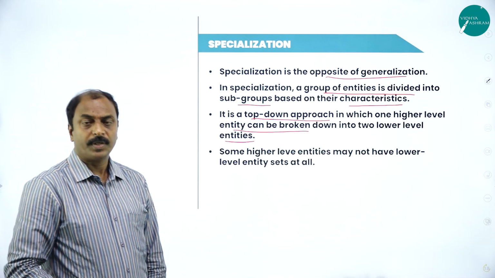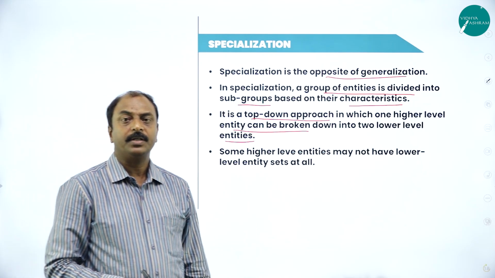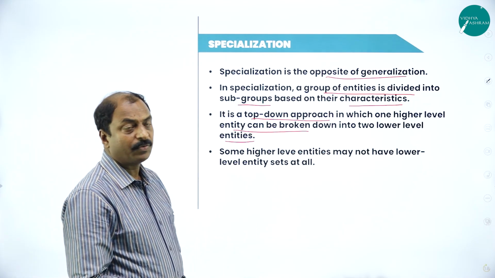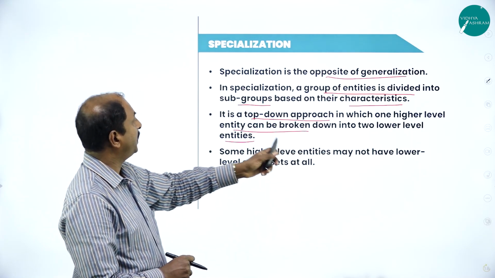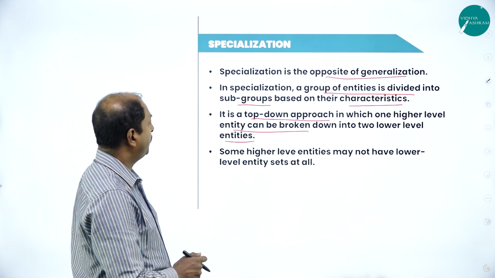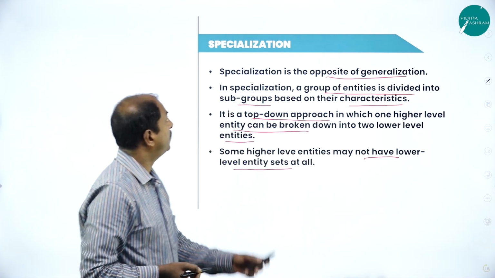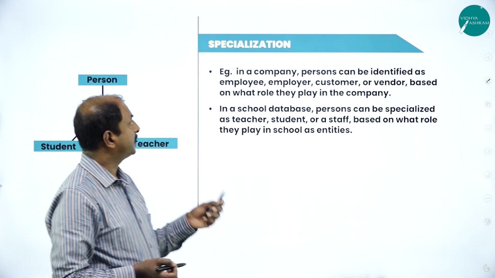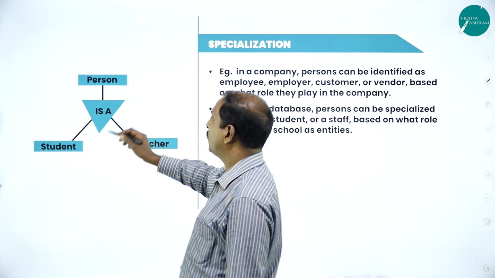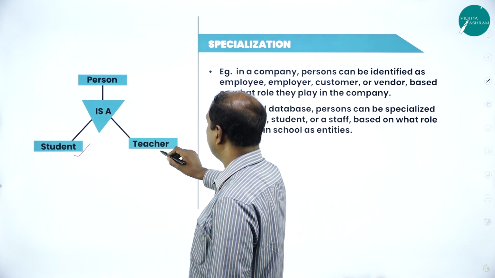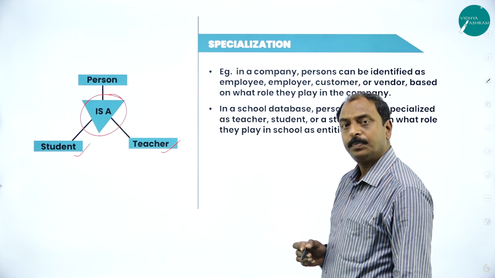For example, if a complex problem is given to you, we divide it into a number of sub-problems. That is an example of top-down design and top-down approach. So specialization is a top-down approach, and some higher level entities may not have lower level entities. Now look at this example. A person may have a dual role: either he can be a student or a teacher. This is an example of specialization.